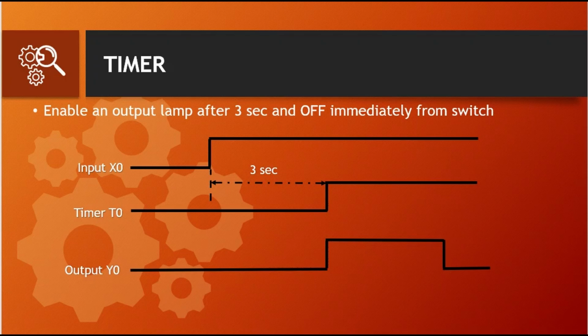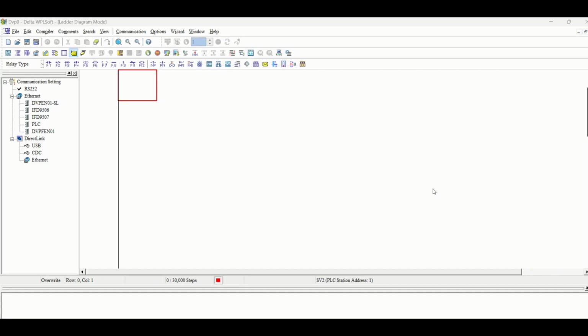Hello friends, in this video and the next video we will take some examples on timers. In the earlier video, our lamp would start and turn off after 5 seconds of the timer. In this case there is a delay: the output will start after 3 seconds of the command. Let's see. So here is our window. Let's start.